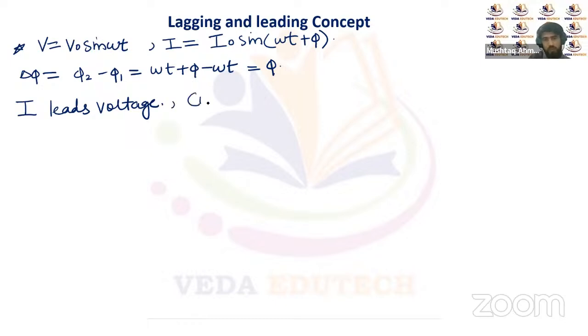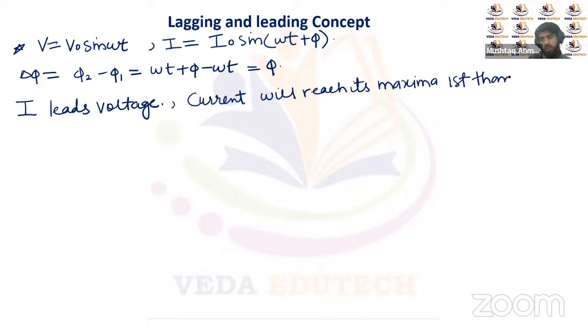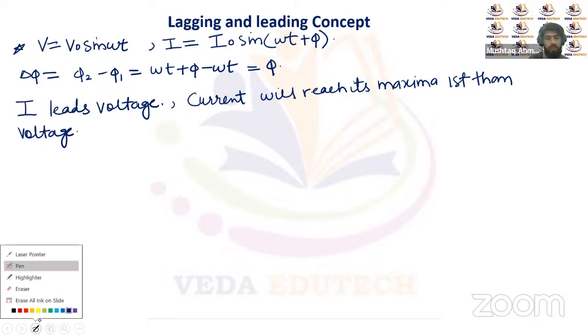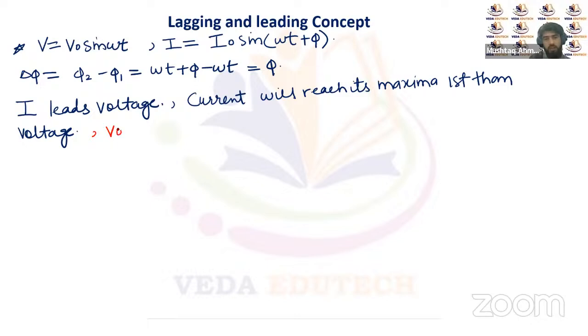So current will reach its maxima first, then voltage. So that's what we actually mean by the concept of lagging and leading. Or we can also say that here voltage is lagging. Voltage is lagging behind current.